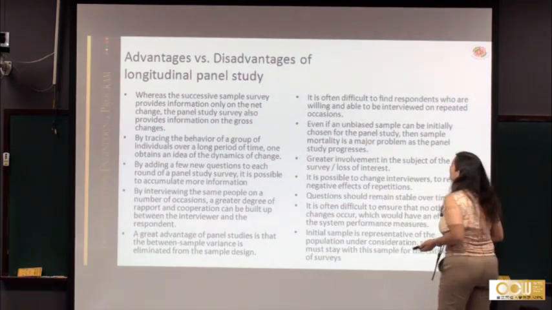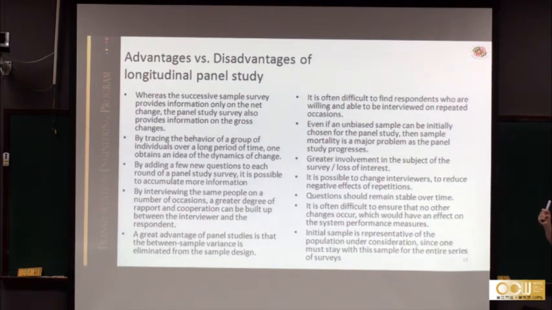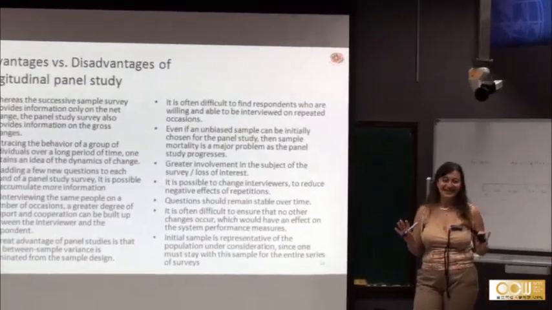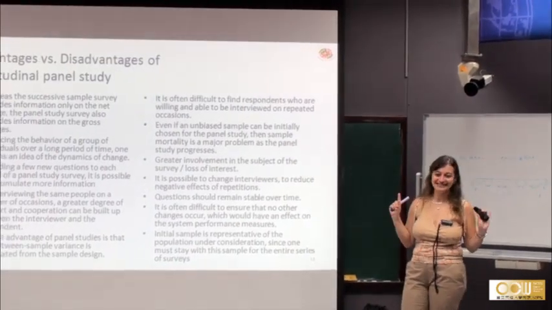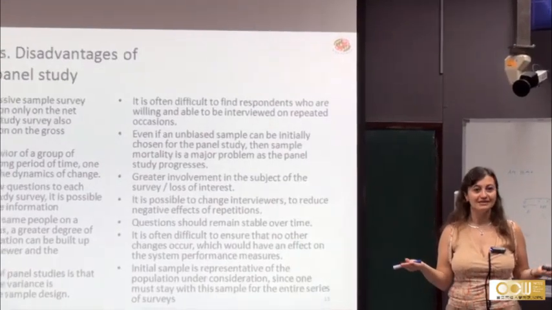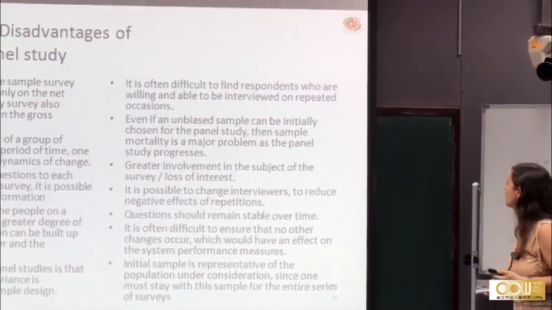You don't need to model between sample variance because this is always the same sample. Disadvantages: it is very difficult to find respondents who are willing and able to be interviewed on repeated occasions. For example, Kajakshausen was paying his people, but not much. I think he gave something like 200 Swiss francs, which in Switzerland is just enough for a good dinner at the restaurant. For participating for 42 days, it's a lot of your time. But he was giving an incentive to these people.